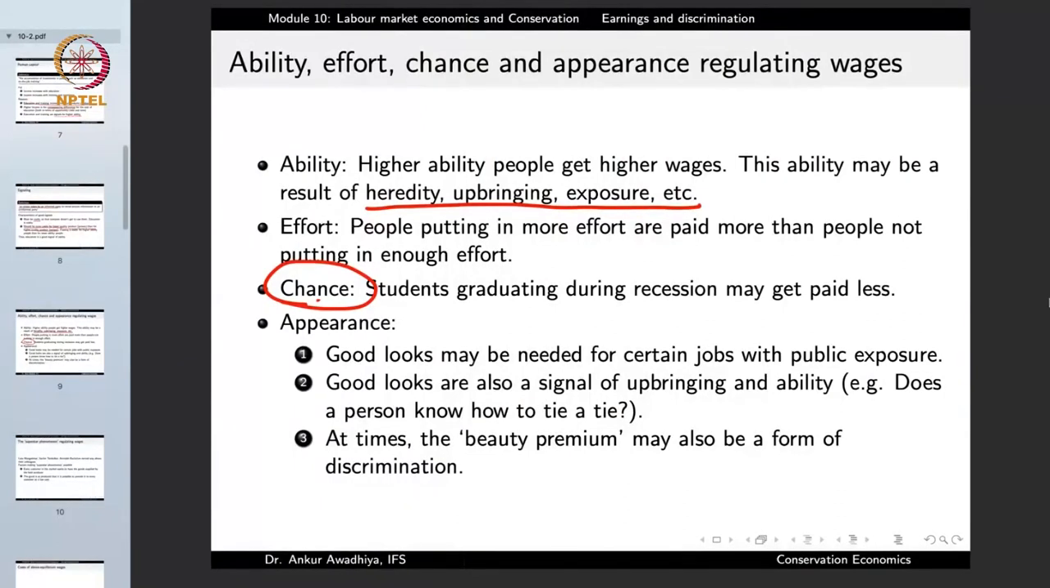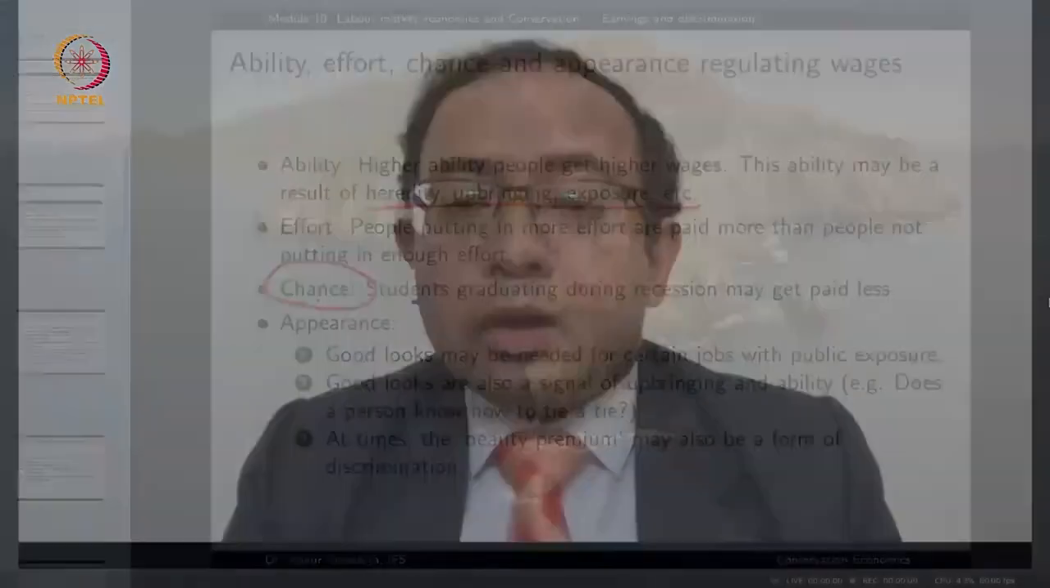Because good looks may be needed for certain jobs with public exposure. So if you talk about, say, a job such as that of a news anchor, a person who looks better, who has a better appearance, may be paid more. Actors. In the case of actors, if they look beautiful, if they look smart, they might get a higher payment. So appearance may play a role, especially in those jobs that involve public appearances, as in the case of TV or cinema.